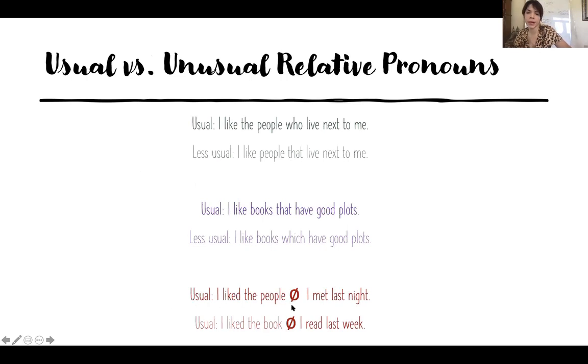Usual: I like the people I met last night. Usual: I like the book I read last night. So in both cases, when talking about people and books, omitting the relative pronoun altogether is very common. Okay?